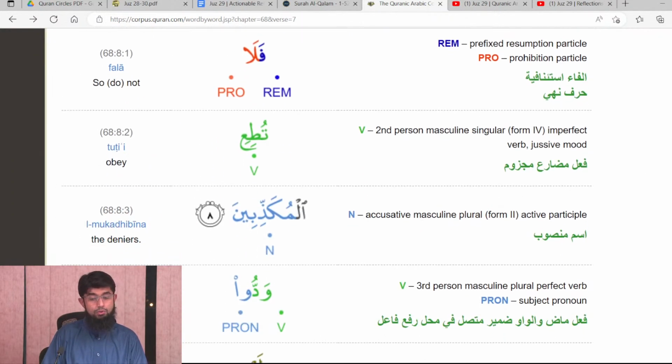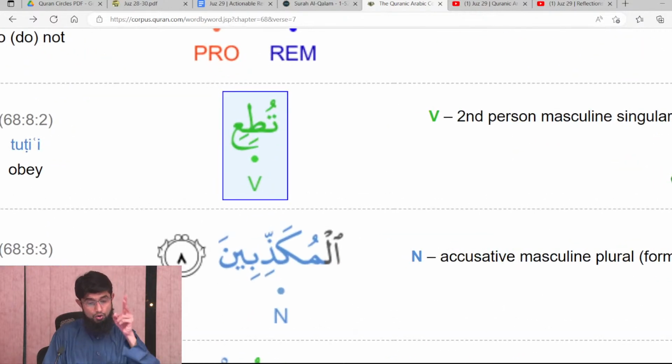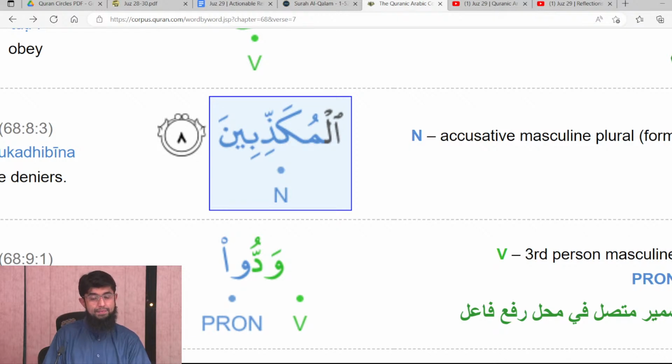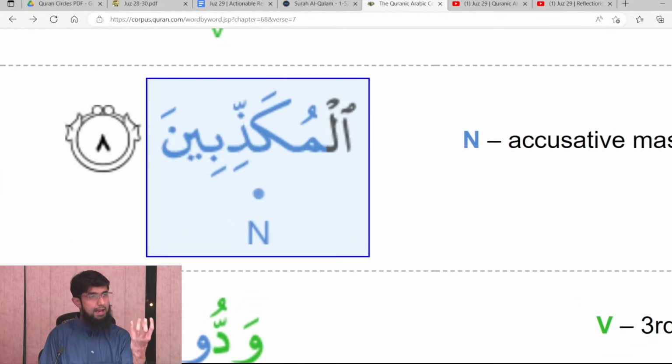So do not tuti'. You obey. So the ta is for you. Okay. Al-mukaththibin. See, same thing. Kizb, liar. Mu, person with the quality of being a liar. Mukaththib. Okay. Mukaththibin, liar. So again, if you can identify the root letters and you can get to the source of it, then these patterns will help you. So you see, the source here is kaf dal ba, from kadhib, lying. Mukaththib, one who lies. And then you have the ya nun at the end to make it plural. Al-mukaththibin, those who are liars.